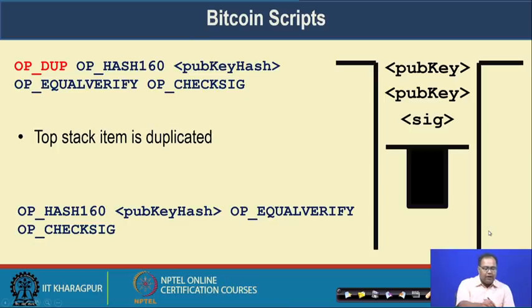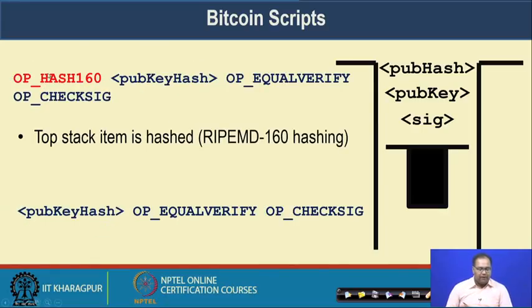This is our resultant script after pushing these two operands onto the stack. Then we have the operator OP_DUP. What does OP_DUP do? The dup operator makes a duplicate of the stack top value. Earlier the stack top value was this pub key. On top of that we have duplicated it, so another entry of that pub key is pushed onto the stack by the OP_DUP operator.